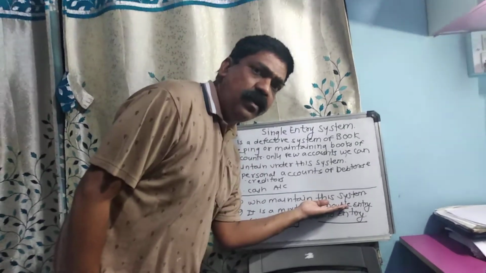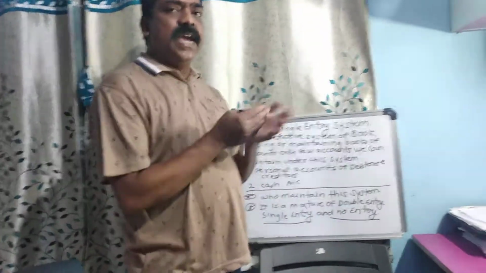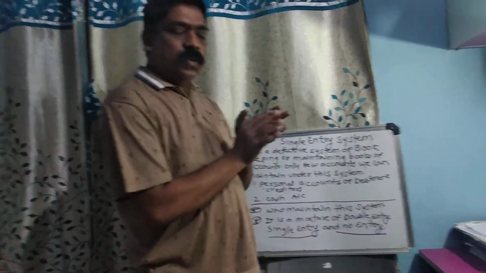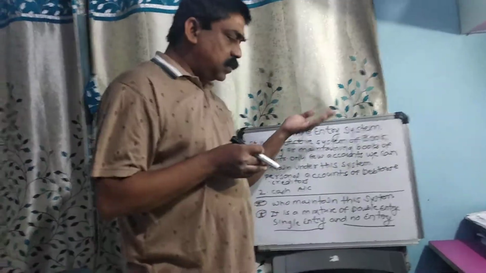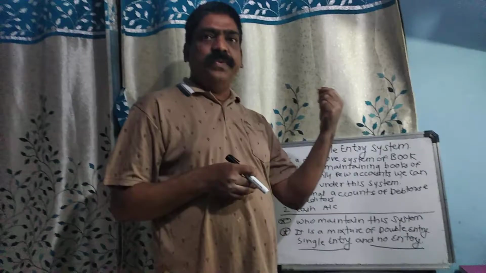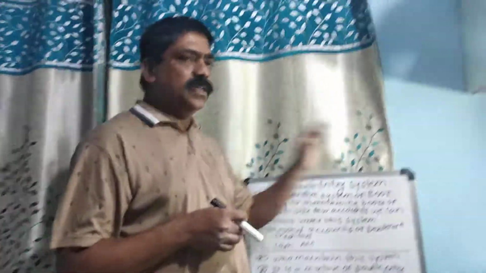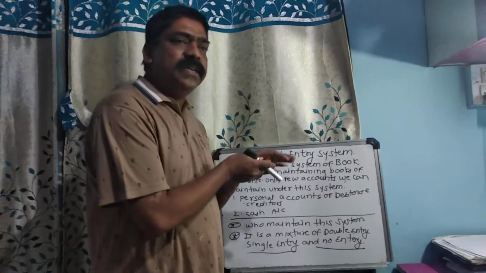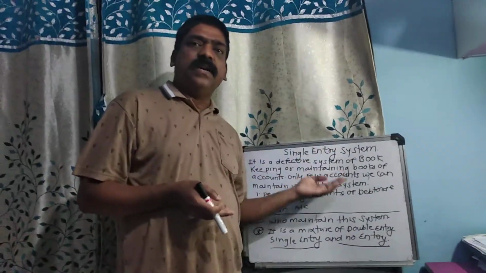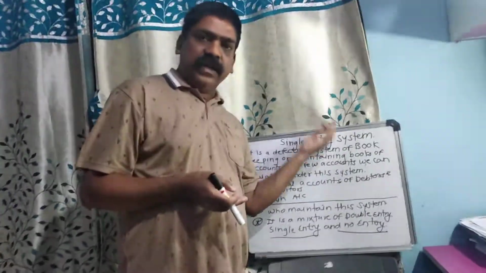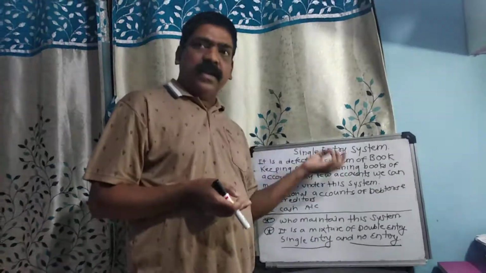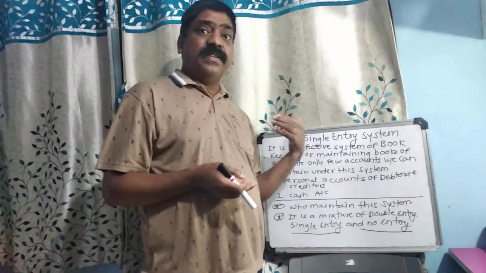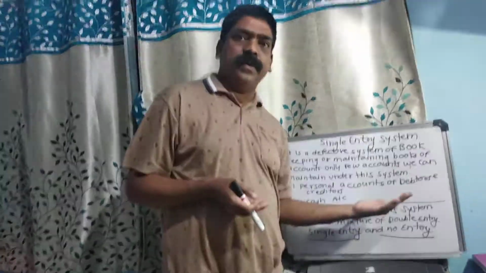Means what? See, for some transactions there are two effects. For example, suppose we received cash from the debtors. Which entry should we pass? See, a simple entry should be passed. Cash account debit to debtors account. Why should the cash account be debited? Cash account is a type of real account, and as per the real account, cash is received. Cash comes in.